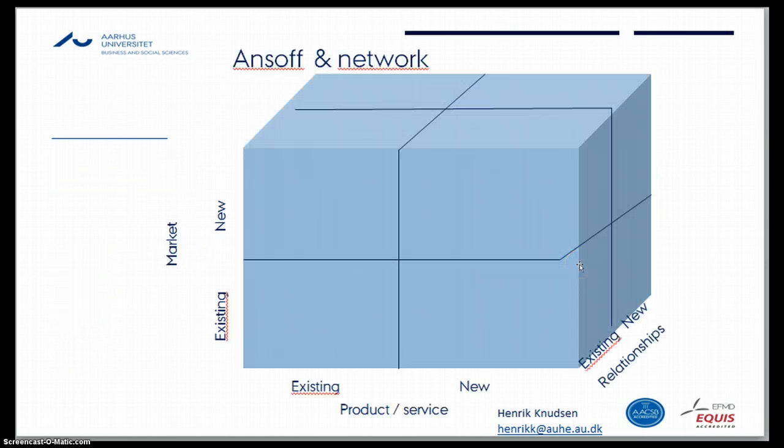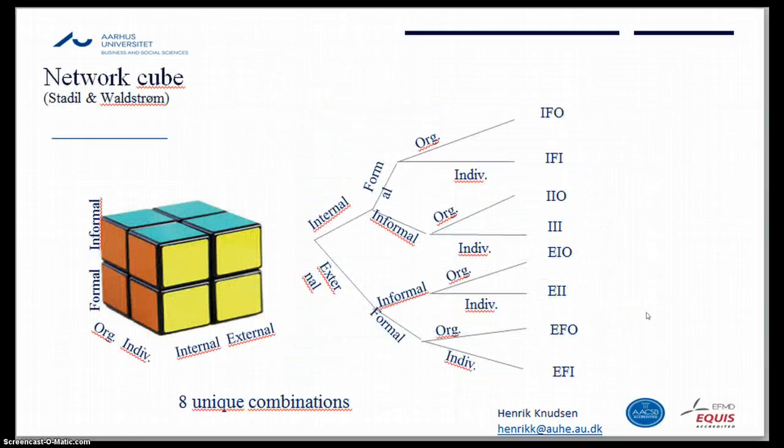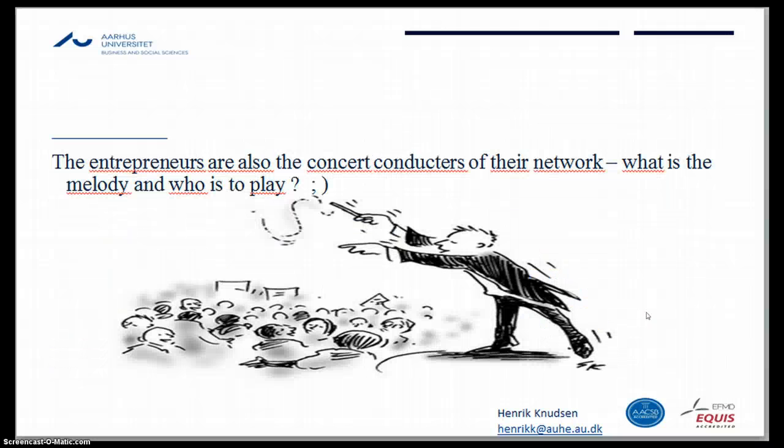For example, here I've put it into Ansoff and networking. Ansoff has market penetration: is it an existing market or new market, and is the product or service existing or new? This is the Ansoff matrix. Then we can put in relationships going into, let's say, a new market with an existing product. How are we going to use the existing relationships, and to which extent are we going to use new relationships, and then from there design networks. So entrepreneurs are also concert conductors of their own network, and they have to find out which melody they're going to play and who is going to play.